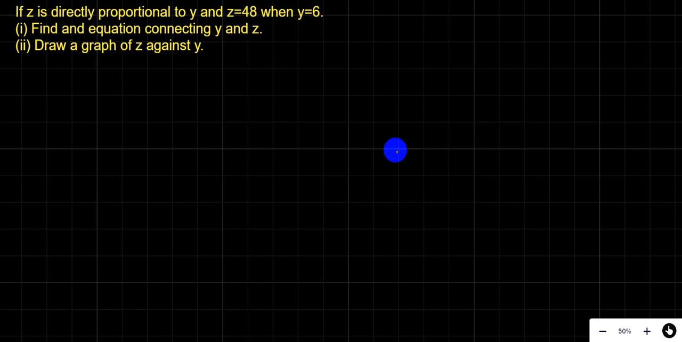It means that if the value of z is increasing, the value of y will also increase. Or if the value of z is decreasing, the value of y will also decrease. So as these both values z and y are directly proportional to each other, they are directly linked to each other. So if any one value increases, the other one will also increase.